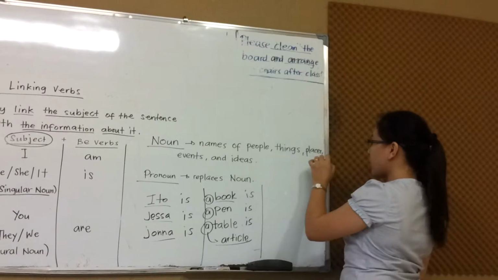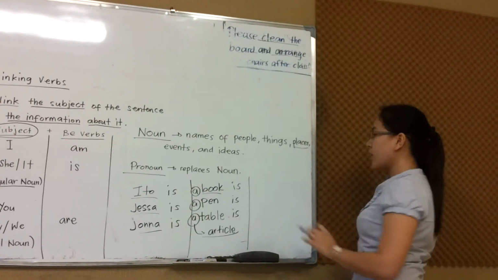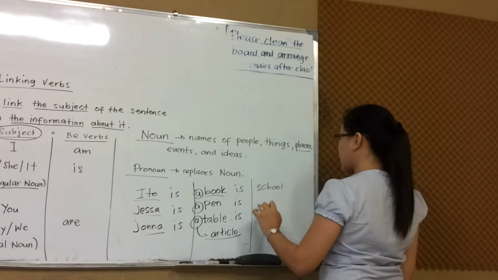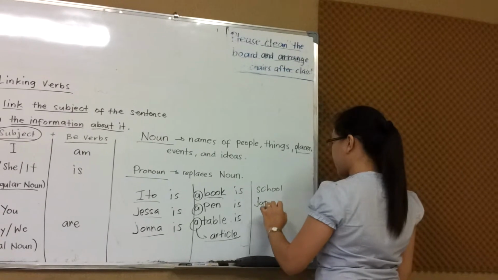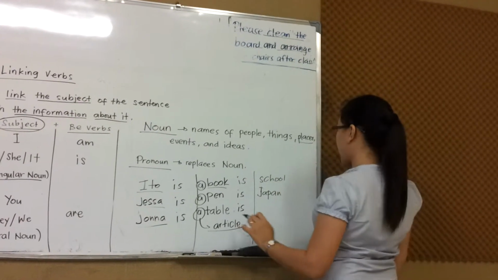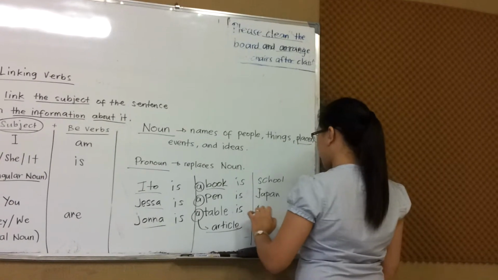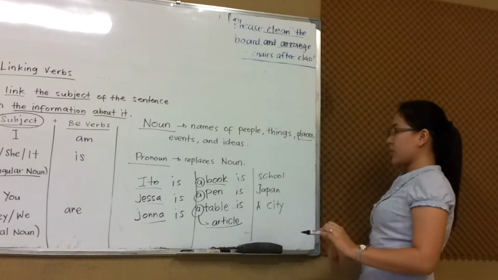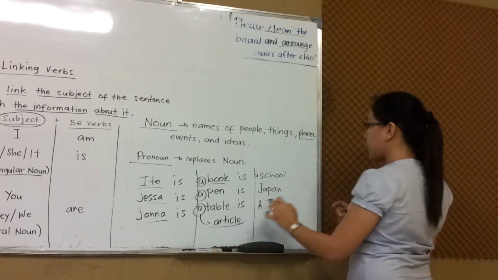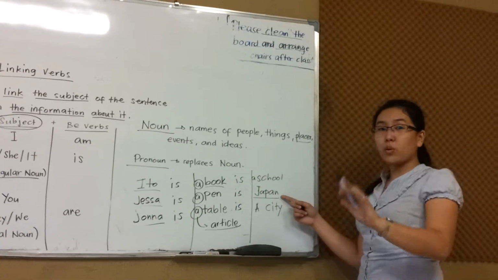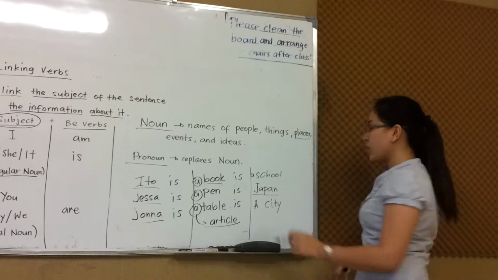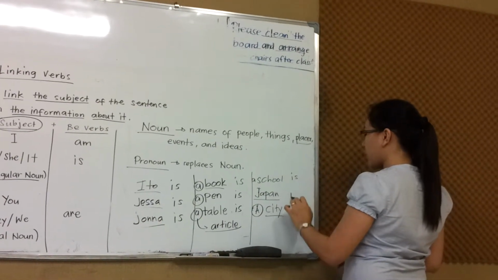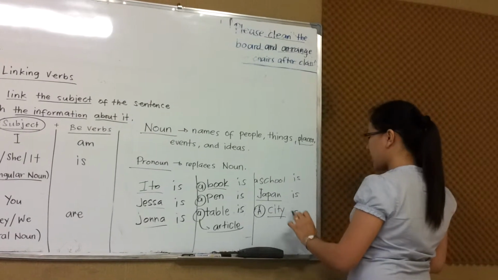Next, let's talk about places. Okay? So for example, if I say school, Japan, and city. Alright, so here you can say also a school, but not a Japan, okay, because we only have one Japan, so no a. So with city, you can also use a. So a school is, Japan is, or a city is.